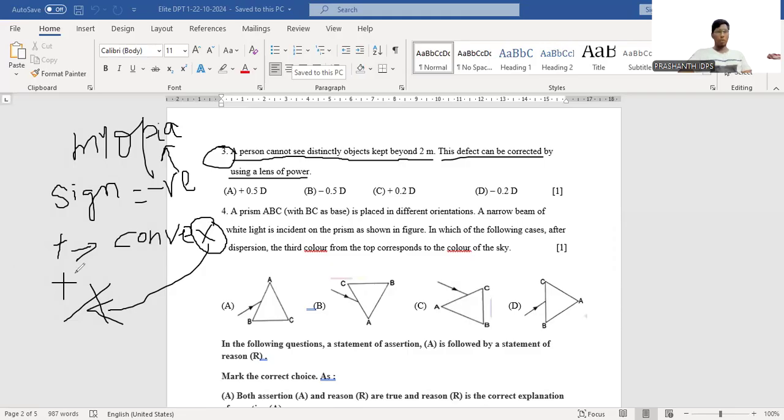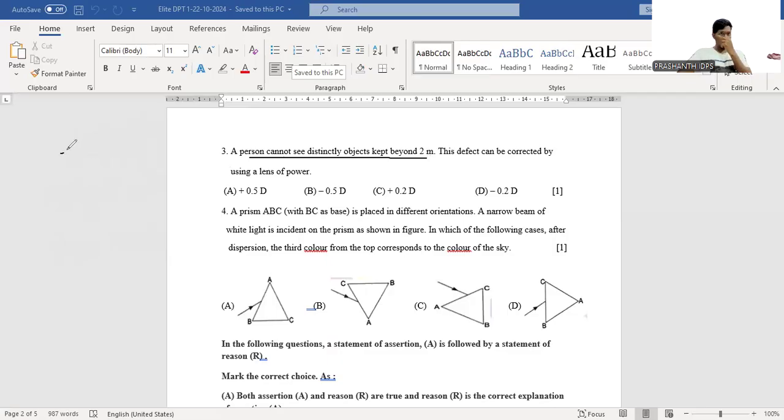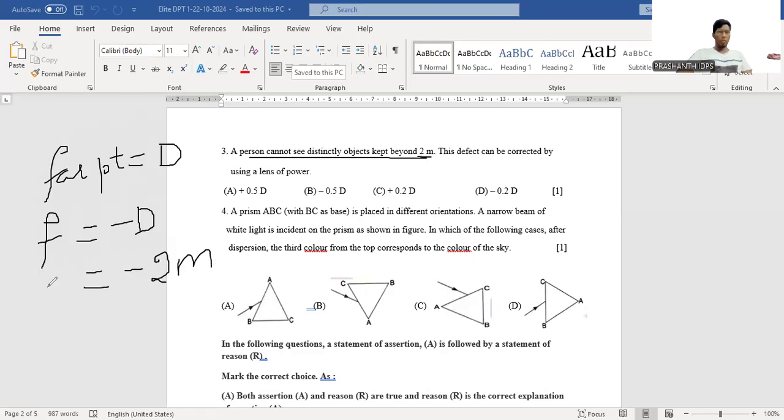Fine. Now let us come to the question. A person cannot see distinctly objects beyond 2 meters. So what is the far point of the person? The far point is D. Now we know the defect, which is myopia. What is the focal length for myopia? For the far point, the focal length will be negative, so minus D. The distance given here is 2 meters, so F, the focal length, is equal to minus 2 meters.